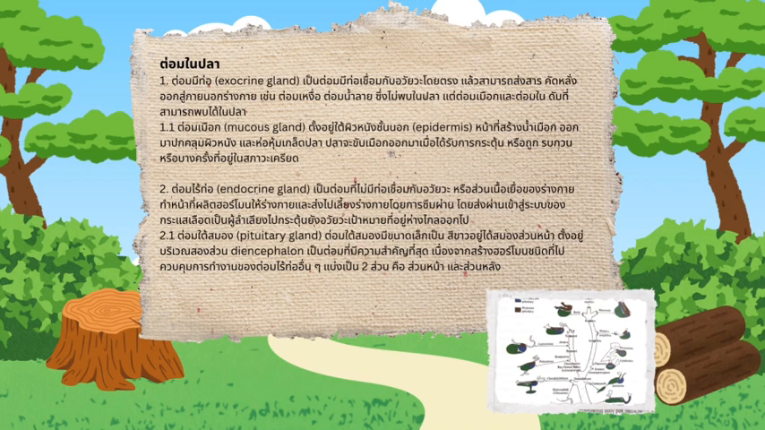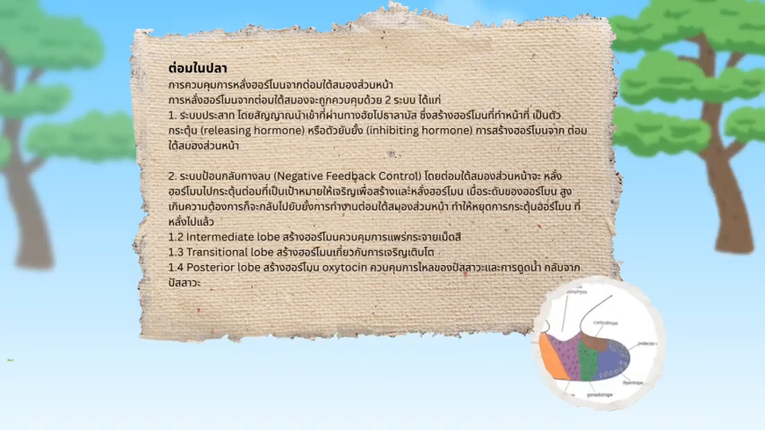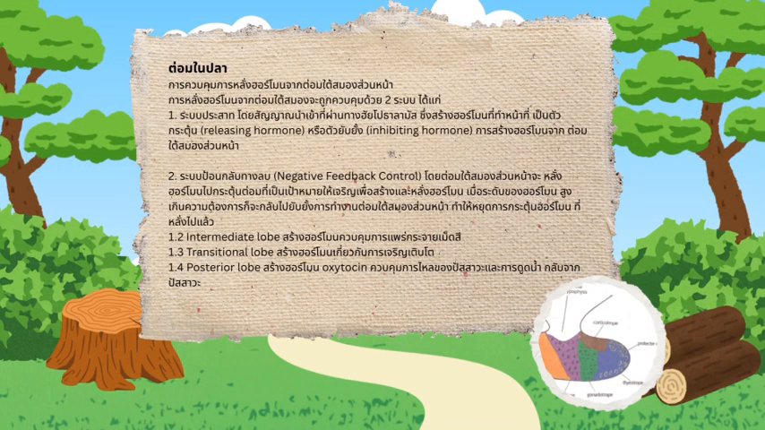Pituitary gland. A small, white gland located beneath the forebrain. It is the most important endocrine gland because it controls the activities of other endocrine glands. It has two parts, the anterior and posterior lobes. Control of hormone secretion from the pituitary gland.